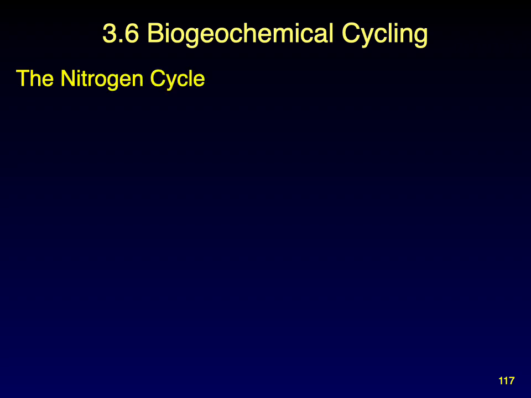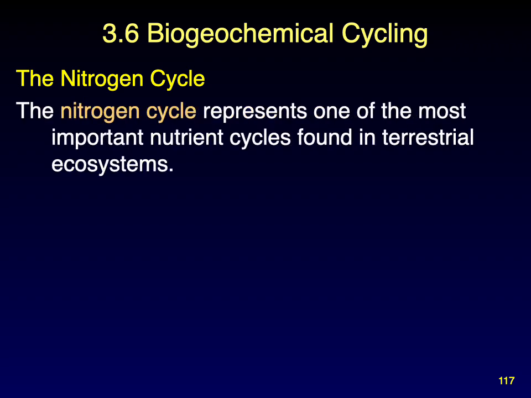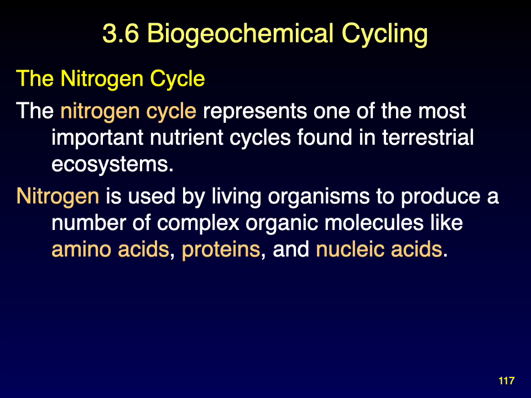Okay, let's now look at the nitrogen cycle. The nitrogen cycle is also an important nutrient cycle in ecosystems, and it's a little bit more complicated than the carbon cycle. So if you were to examine organic matter, you'd see that it contains a large amount of nitrogen in the construction of the organic molecules.